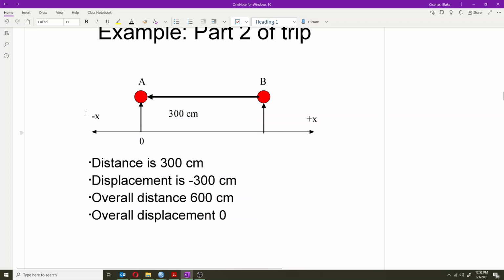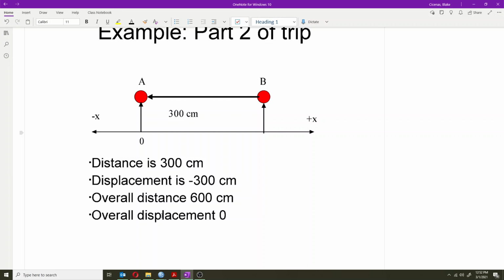Let's say we go back from B to A. The distance is still 300 centimeters because it doesn't care about what direction you went. The displacement is negative 300 centimeters because now we're going back towards the origin. And the overall distance traveled was 600. And the fun fact is the overall displacement is 0.